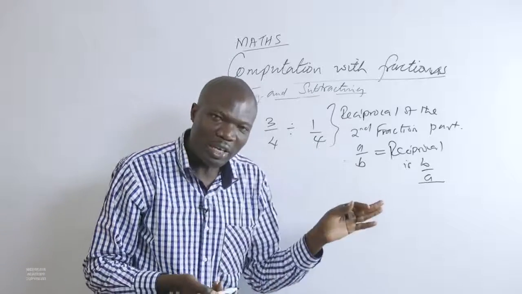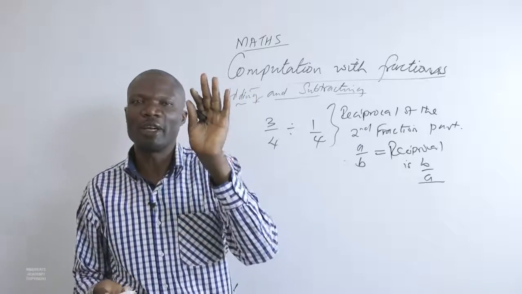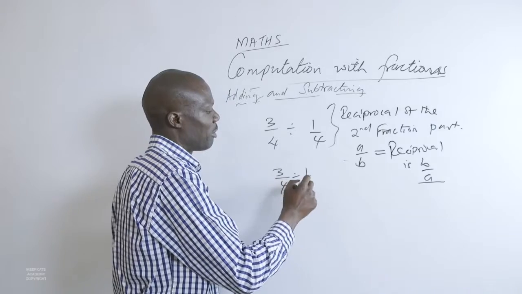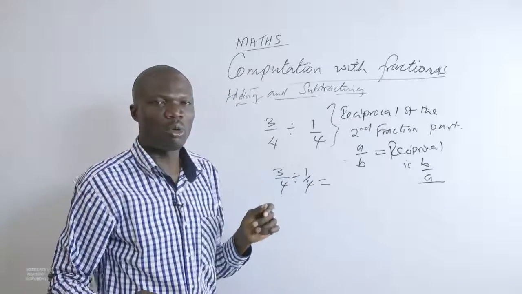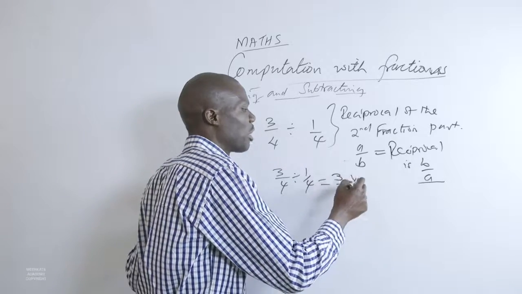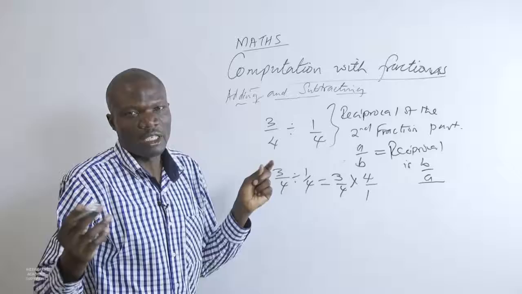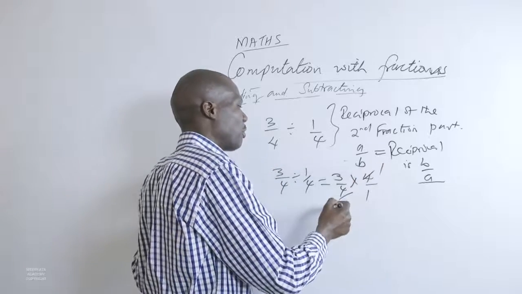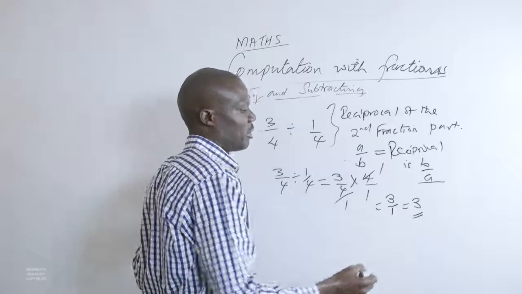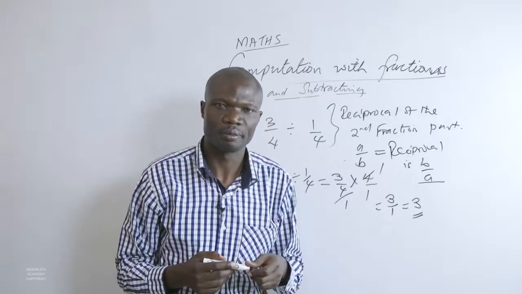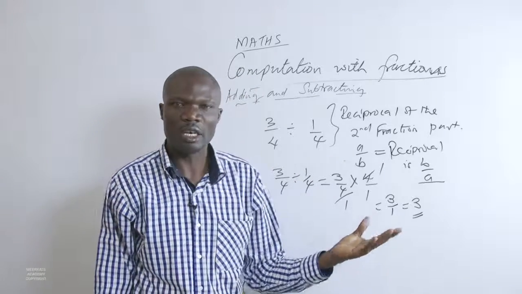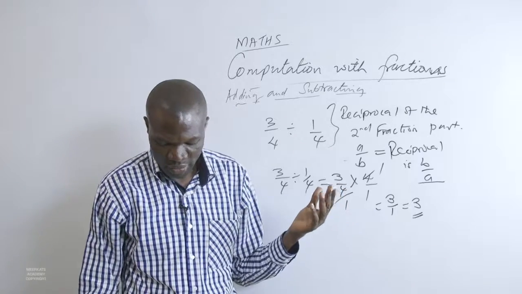So when we are dividing by a fraction, we multiply by its reciprocal. For this case, 3 over 4 divided by 1 over 4, we shall be required to multiply by the reciprocal, so it will become 3 over 4 multiplied by 4 over 1. Simplify where possible, by 4, 1 by 4, 1. This is 3 over 1, which is the same as 3 on its own. So this is how we divide fractions.